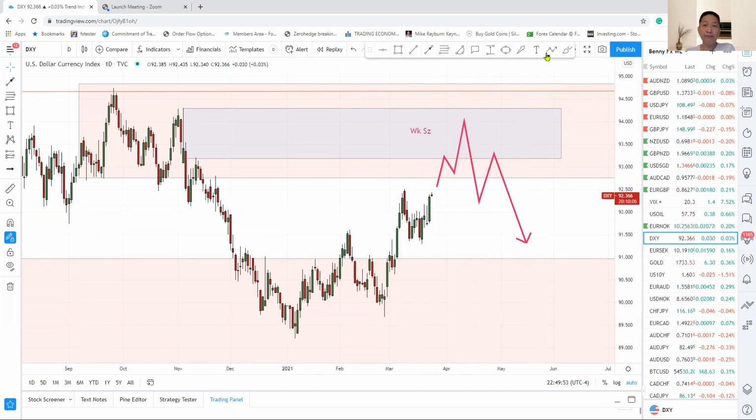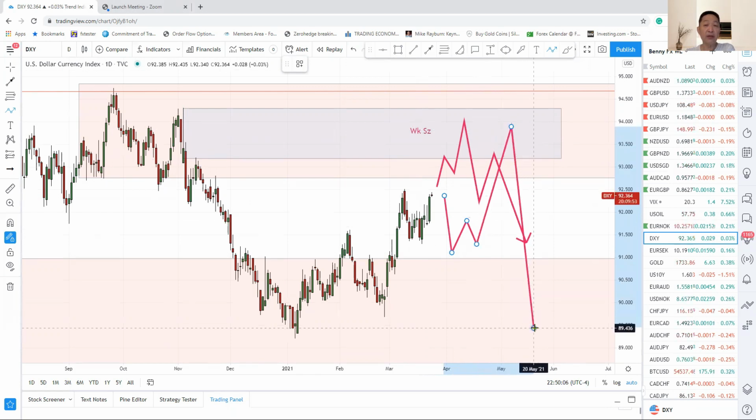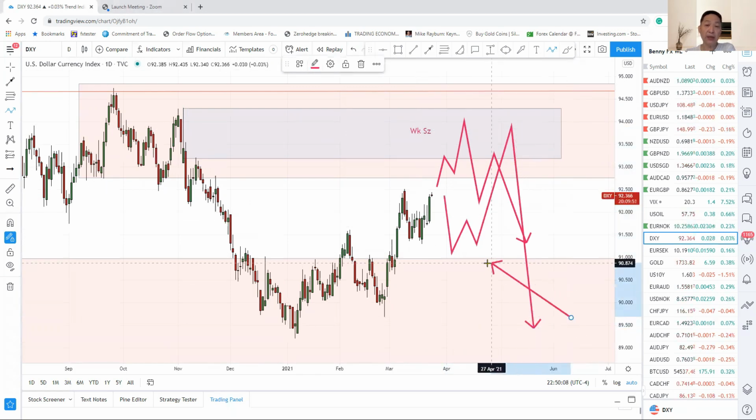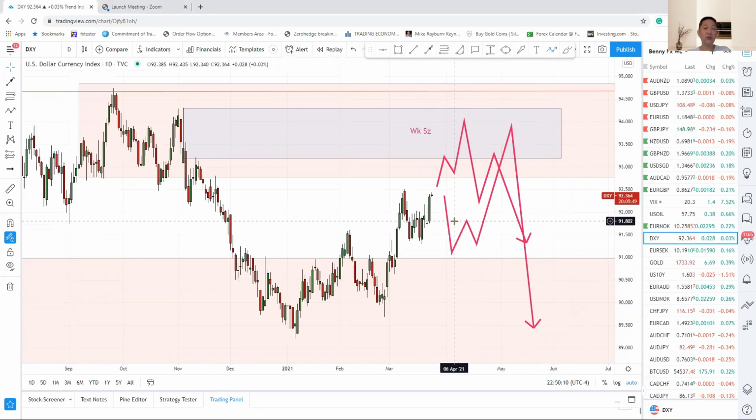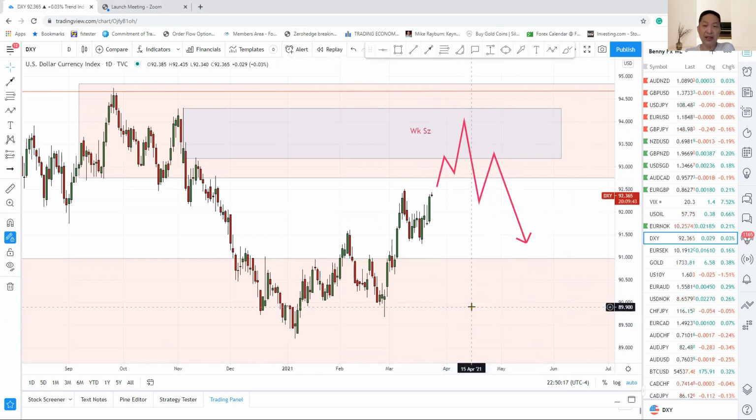But of course, there's also a potential that we might see the price come down, right? Come down to grab more stop loss over here, and then go higher. How the market really moves, we have to wait and see. But I think the general direction for the dollar index to continue to move higher is there, towards 93, 94 before we see a pullback.